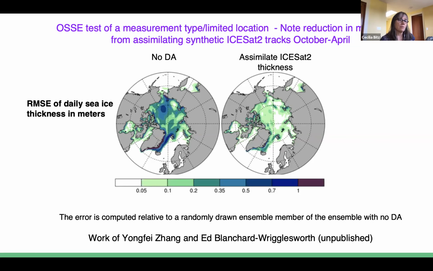And here we did another hypothetical experiment, but here we only assimilated thickness along hypothetical ICESat-2 tracks. And I think there are about 12 a day. And over a month, we would be assimilating 12 times 30 different tracks across the Arctic. And you can see that even though it's limited in area, because assimilating at one point can influence the region around it strongly, this is a very successful reduction in the error. So when we see the error reduced, that's a sign that the data assimilation is doing its job.